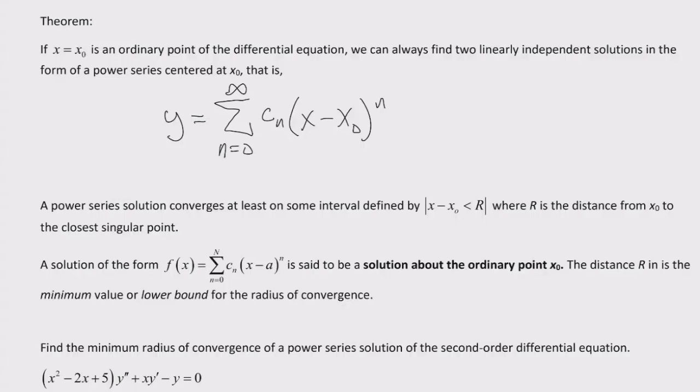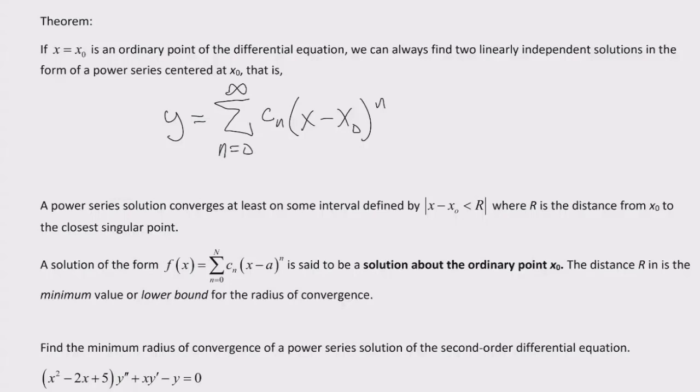And as one might suspect, there's a reason why we are bringing power series into this, and that's because we're going to use that to solve differential equations. So if I have an ordinary point about a differential equation, I can always find two linearly independent solutions from the power series, meaning the function looks something like the given generic form for a power series. And that power series solution converges for at least some interval defined by this absolute value, the distance, meaning x minus x naught less than r, where r is the distance from x naught to the closest singular point.